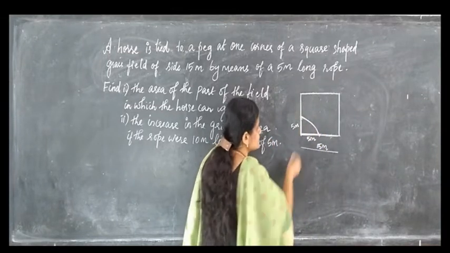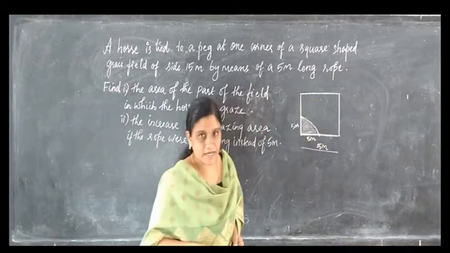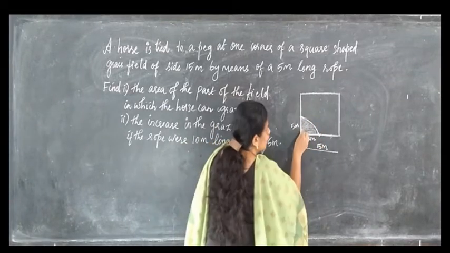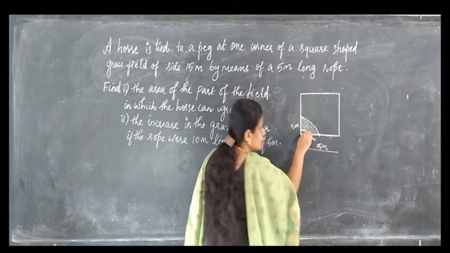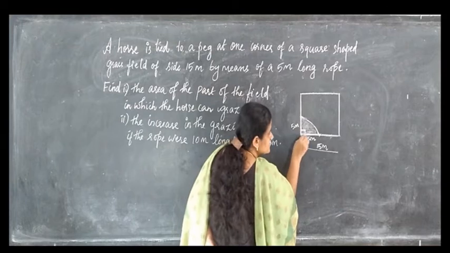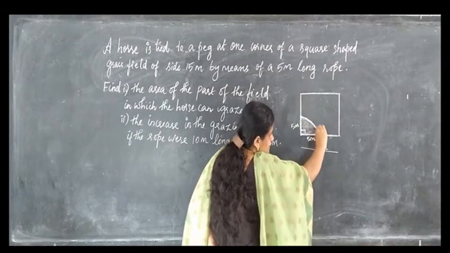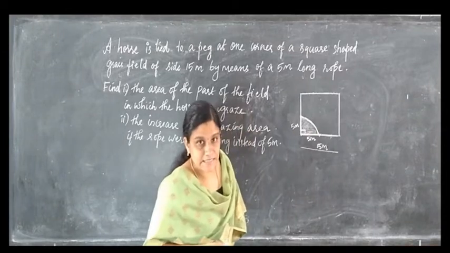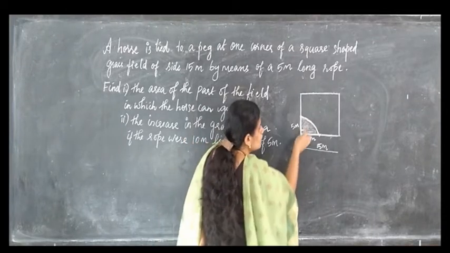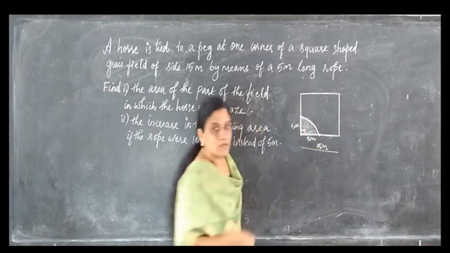Now our question is we have to find the area of this field. Since it is a square, what will be the angle here? Yes, 90 degree. See, this is 5 meter. This is also 5 meter, which makes a sector over here. Is this a sector? Yes. So, a sector with radius 5 meter and theta equal to 90 degree.